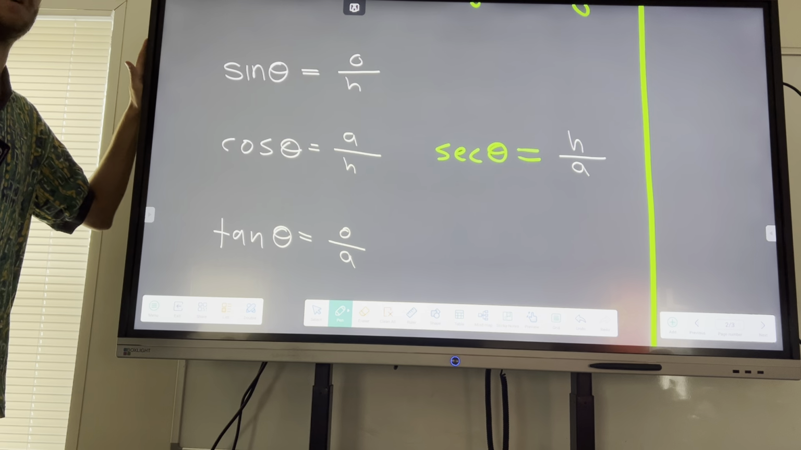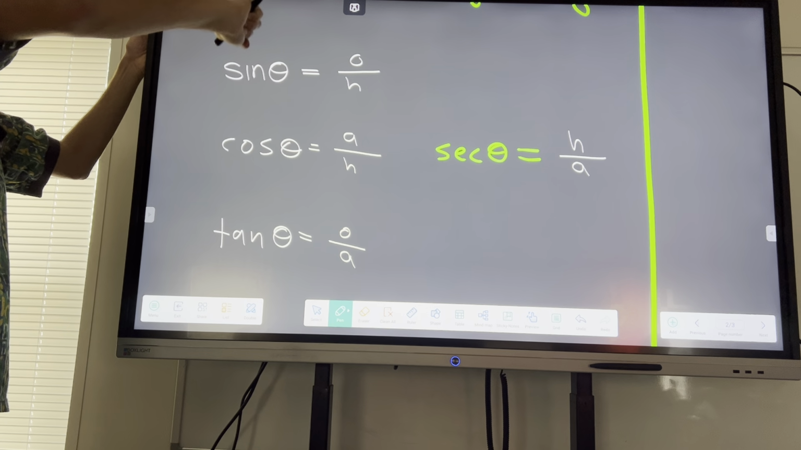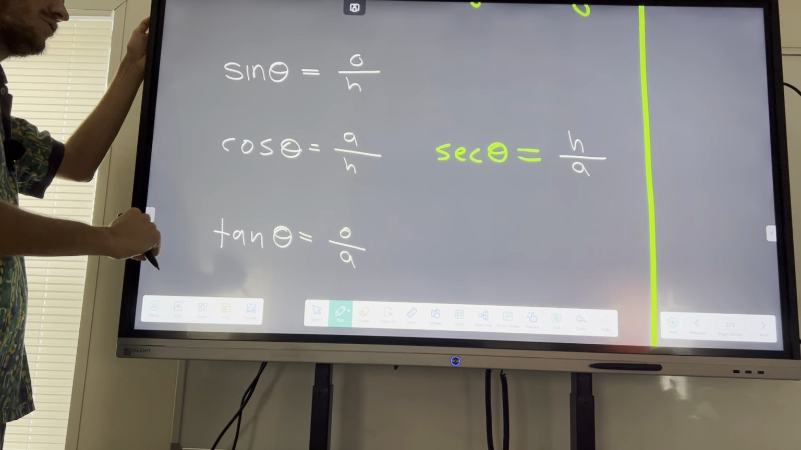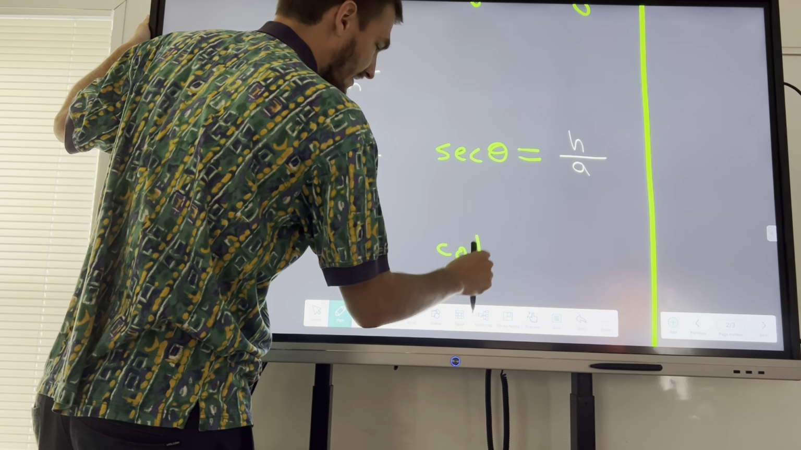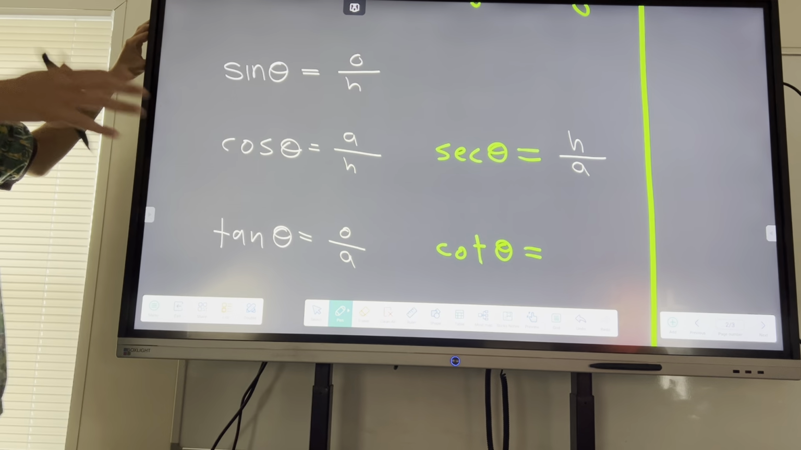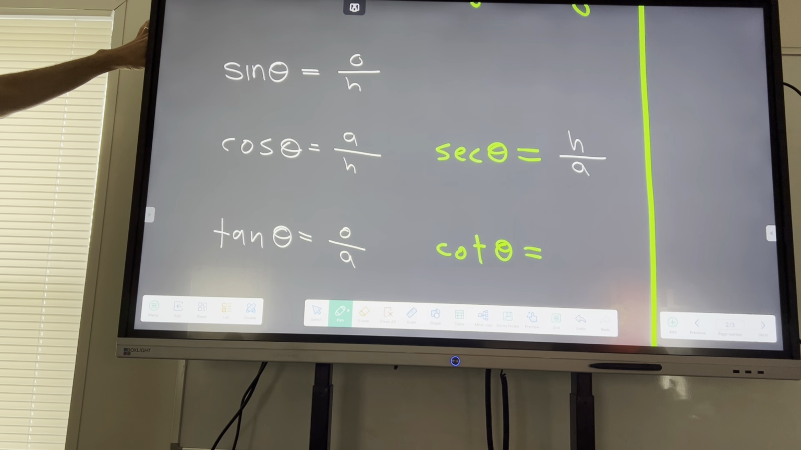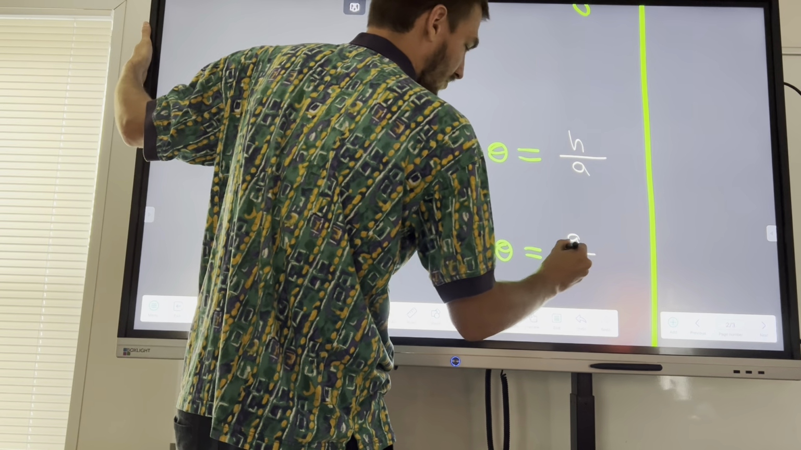I heard some other ones. I think I heard some correct ones. Anybody got a guess for the abbreviation for cotangent? COT. So that would be cotangent. Oh, really? COT is correct. Because that's cotangent. That's going to be A over O.